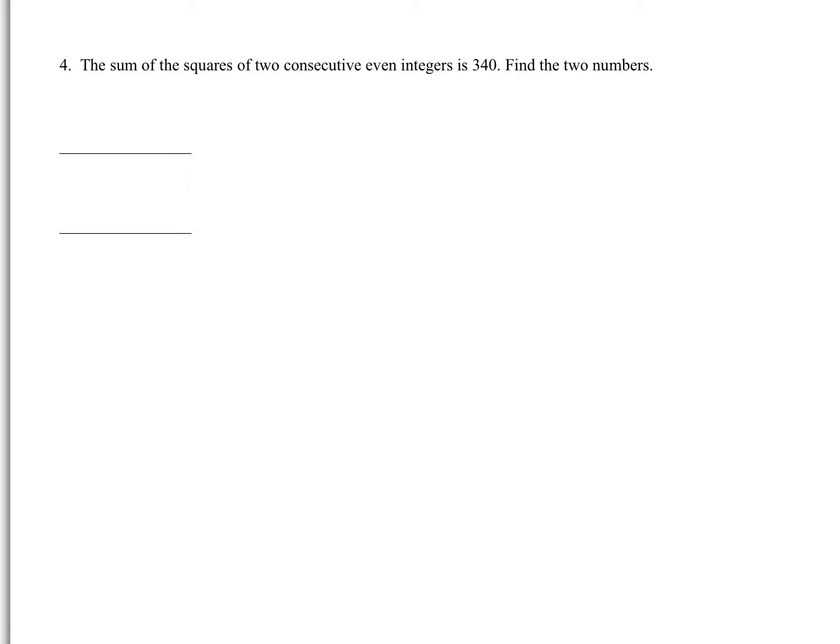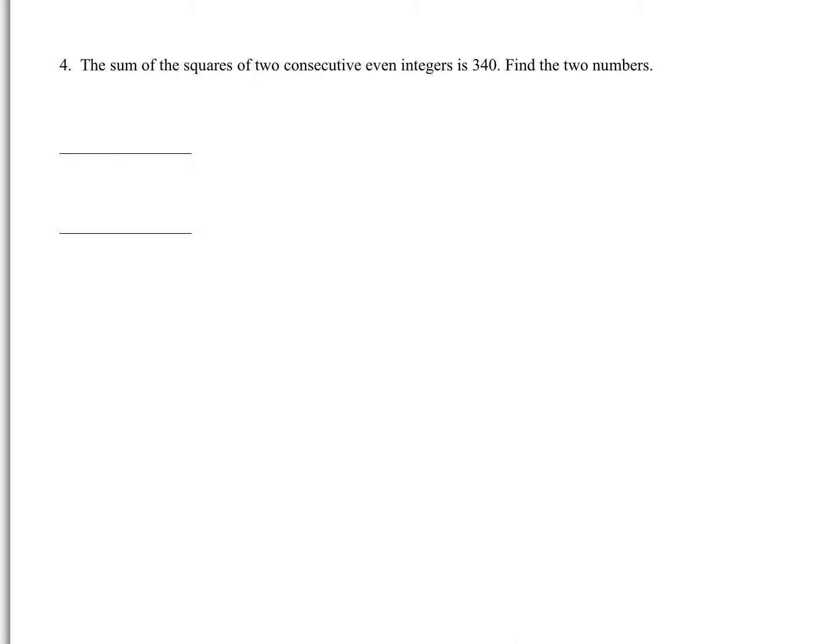Okay, so let's take a look at this and see what's going on. First thing I do with a word problem is read it. We don't do much of anything else at first. You just read it to understand what is going on. So, the sum of the squares of two consecutive even integers is 340. Find the two numbers.